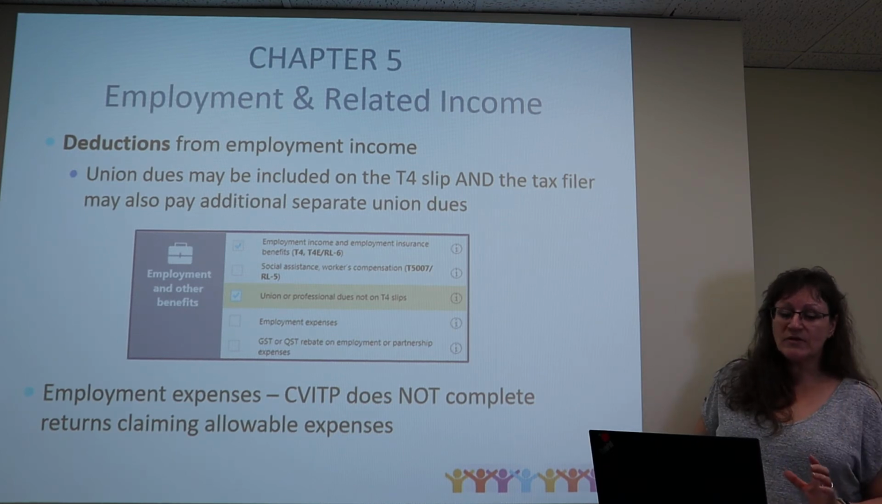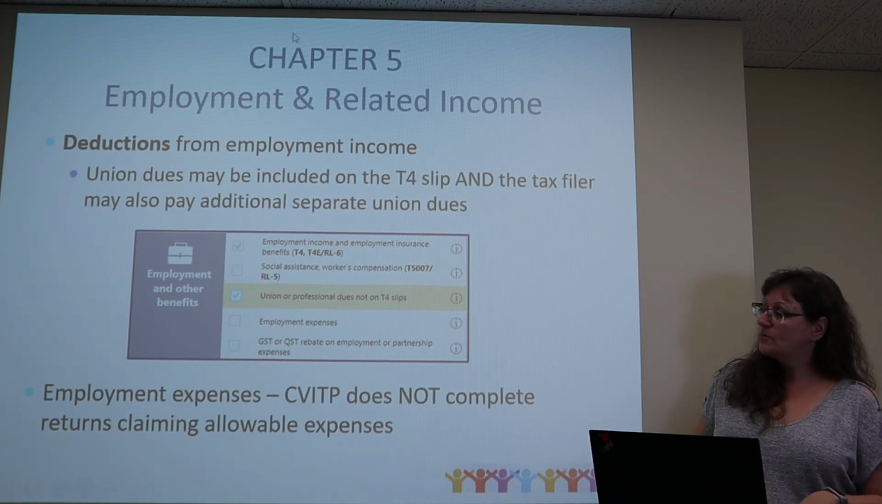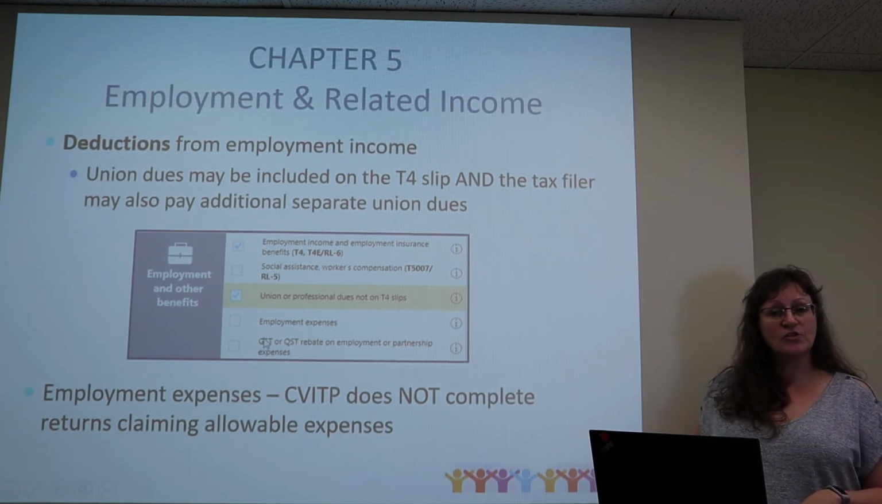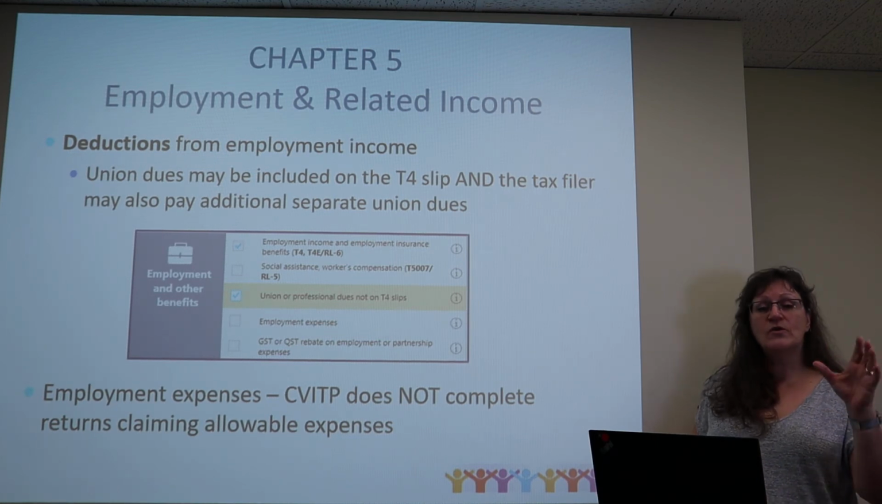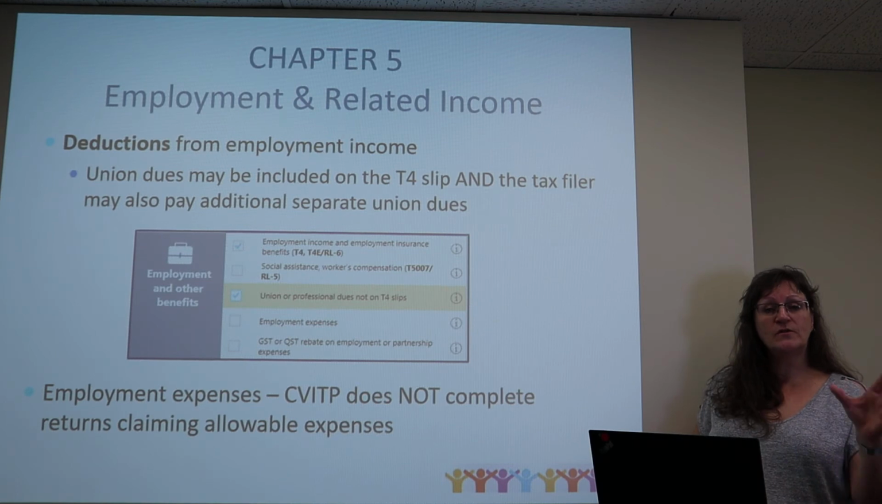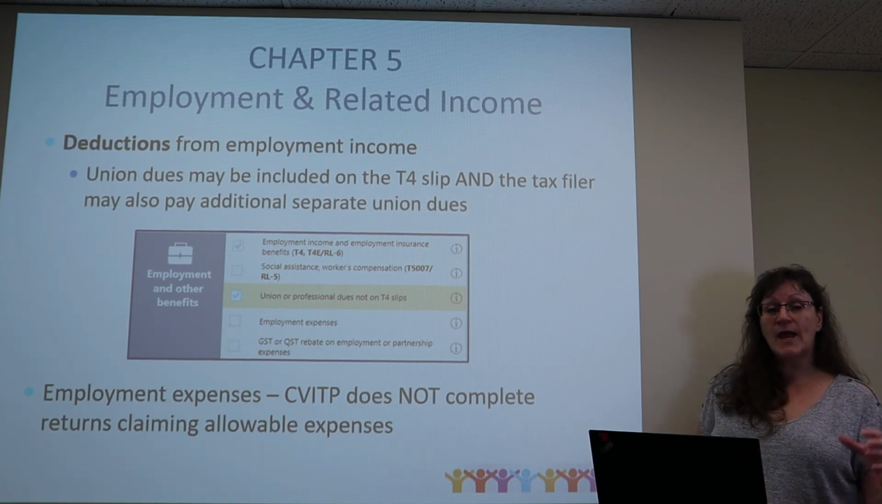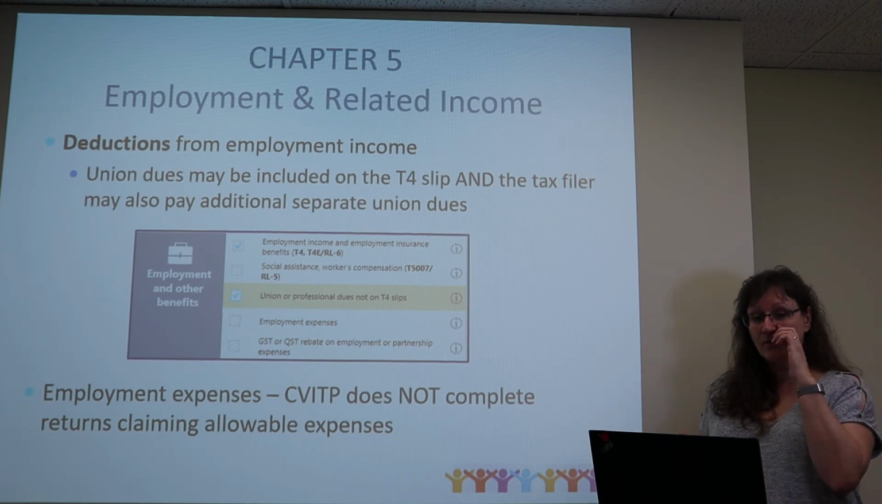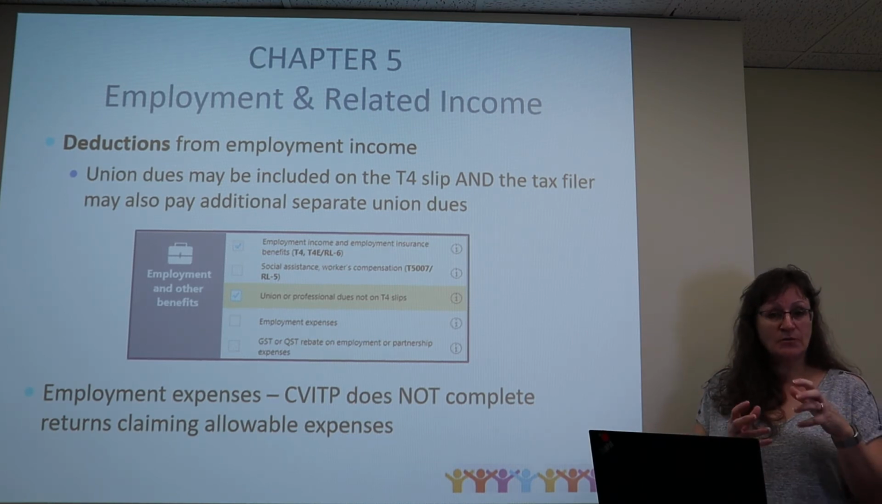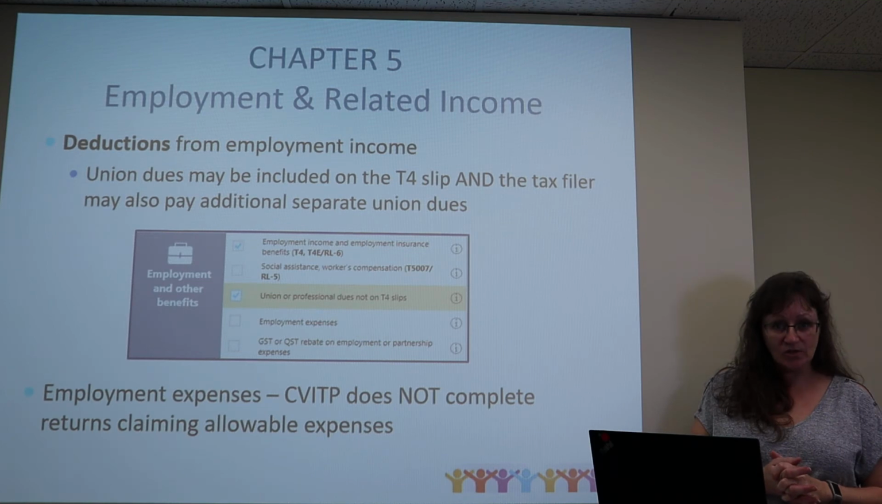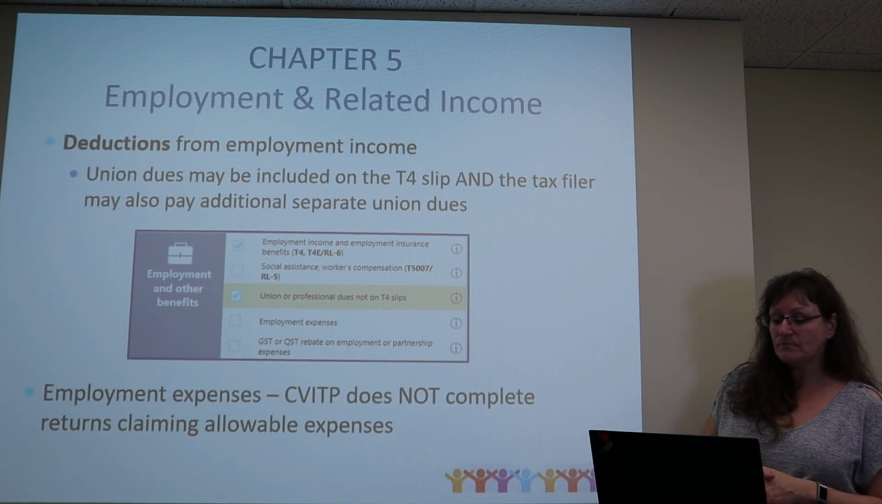What is on a separate receipt, you're going to go into the employment and other benefits section of U-File and click on the box that says union or professional dues, and that will then populate our left-hand menu with the option to open the union dues field and enter the amounts that are shown on that receipt. Software will then add that amount to whatever is on the T4 slip for union dues and put the two amounts together as a deduction on the tax return.